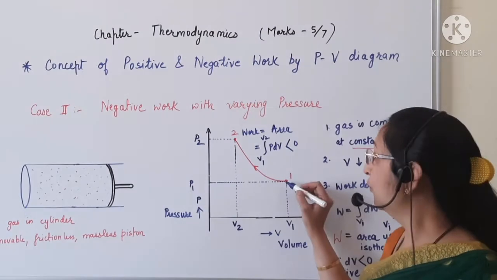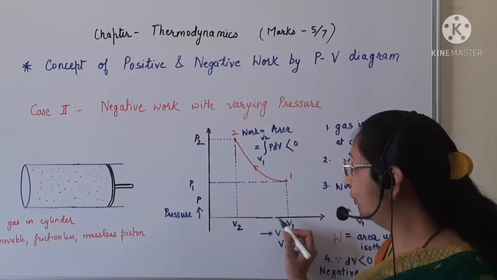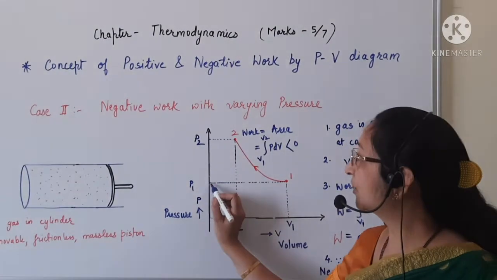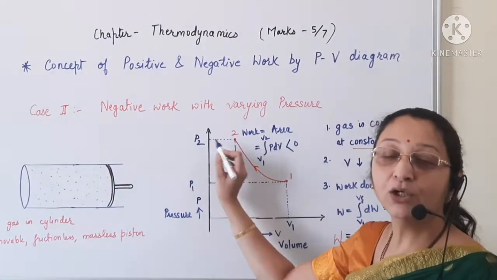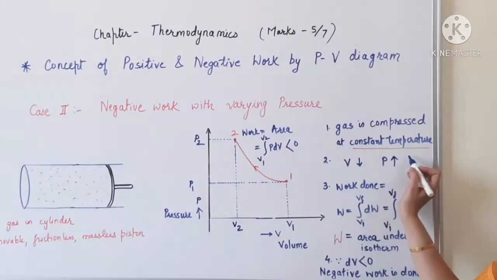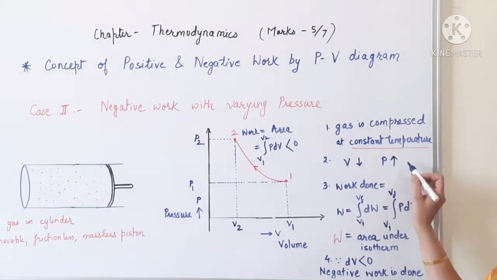The system moves from 1 to 2. So, the volume now decreases from V1 to V2. The pressure increases from P1 to P2. The gas is compressed. At constant temperature, the volume decreases, the pressure increases.